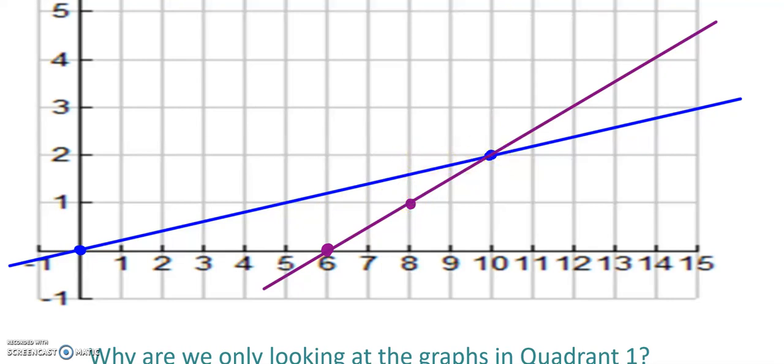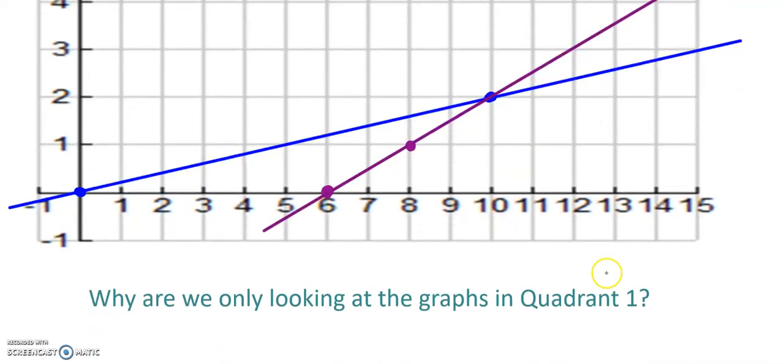So, thinking to yourself, why are we only looking at the graphs in quadrant 1? Go ahead and think about that for just a second. Hopefully you came up with the fact that time is positive and the distance that we're running is positive, in which case we only need the first quadrant to be looking at our real-world model.